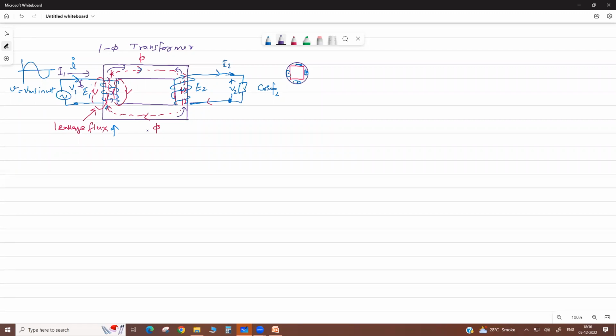Sometimes the question is asked: when we put the load or increase the load on the secondary, why is the primary current increased? To maintain the constant flux in the core. Because your secondary current is in the opposite direction, it produces the opposite magnetic flux. Correct? You apply the right hand rule, and you see that due to the secondary current there is an opposite flux.